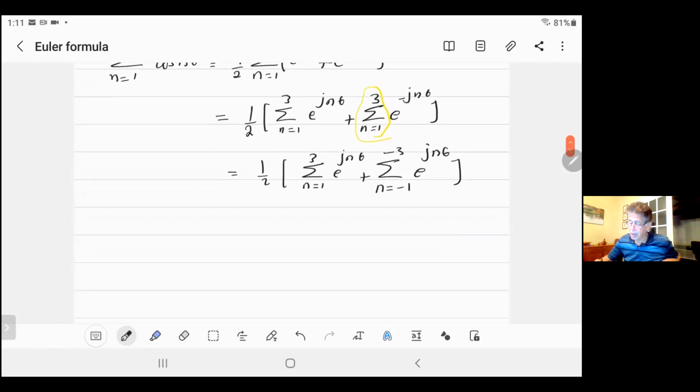Now I have both terms the same, e to the power of j n theta, but one is from n equal 1 to 3 and one is from -1 to -3. So actually I am summing the term e to the power of j n theta six times: one time starting from -3, -2, -1, 1, 2, 3. Now I can just write it like that, from n equal -3 to n equal 3, and I have to make it clear that I'm not using n equal 0, right? We didn't pass by 0. And I have the half here.